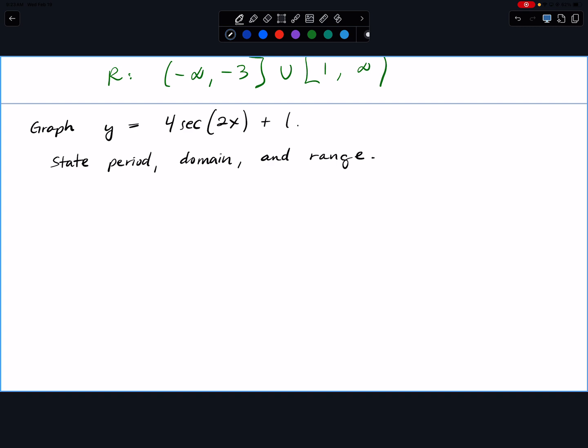Is there going to be a period change? Yes. Okay, so what number is going to tell me to use to help me find my period? The 2, right? So the period normally is 2 pi. So to find the period of this function, the period is going to be 2 pi divided by 2, which is just pi. Once I have this, to find my scale, what do I do with this? Divide by 4.